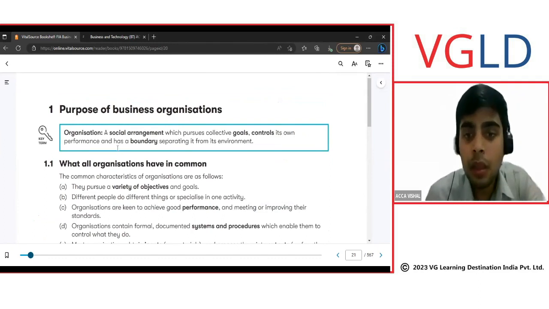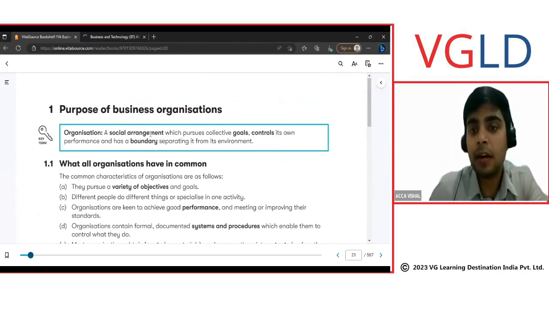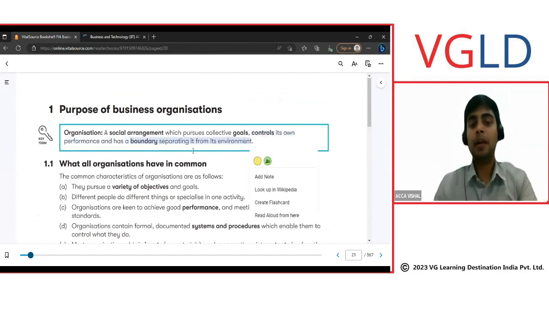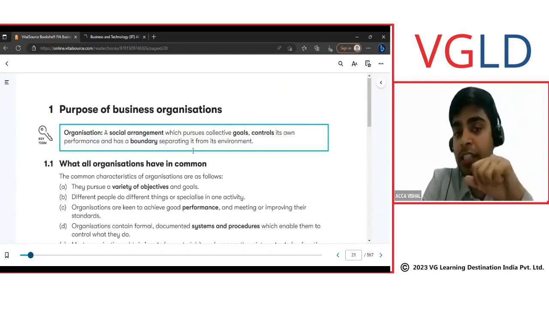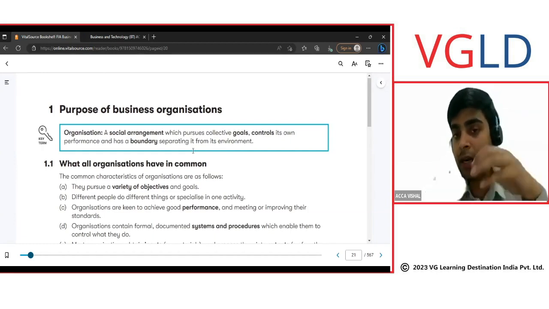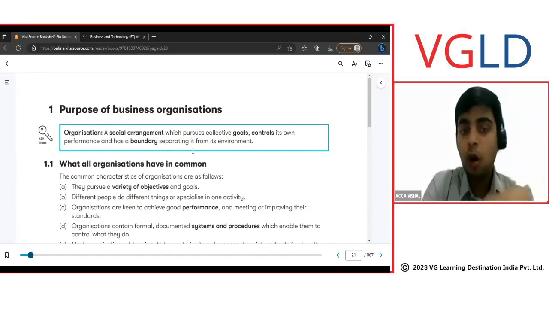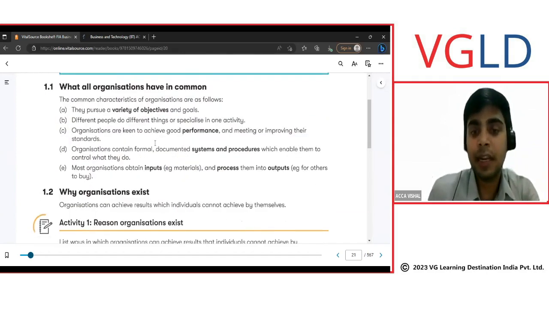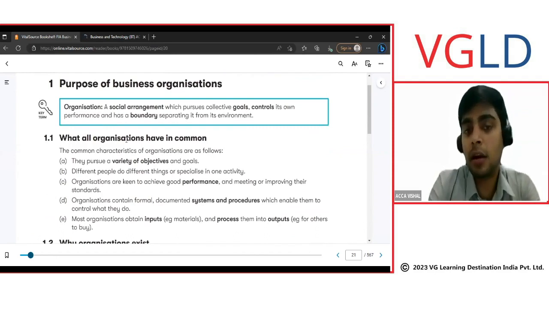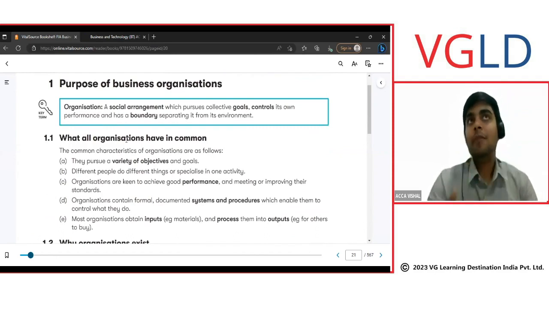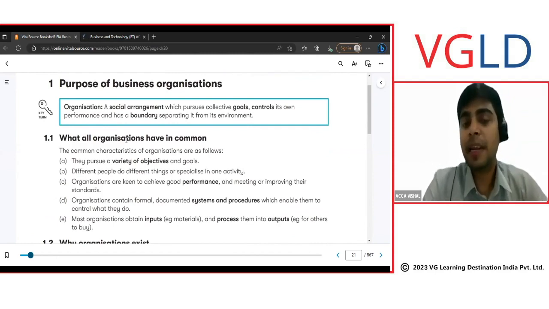Sure. When I was talking about the environment, what I mean by environment is this. There's a model that we are going to cover later on, which is PESTLE analysis. PESTLE means political, economic, technological, social and demographic, and then there's the legal environment. All these are factors outside the control of the organization. So the environment is something that an organization operates in.